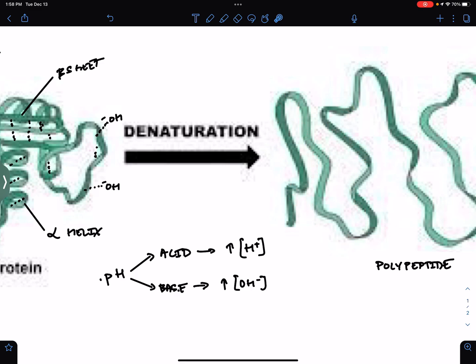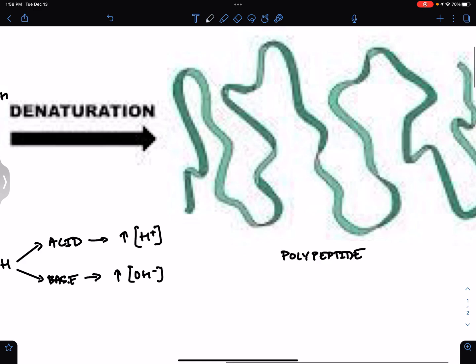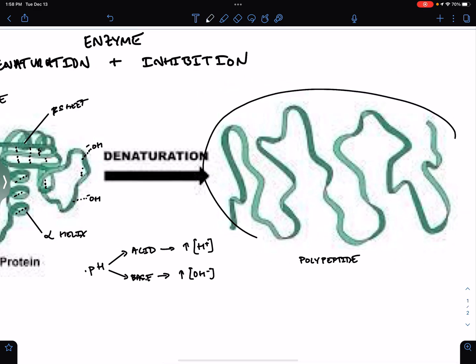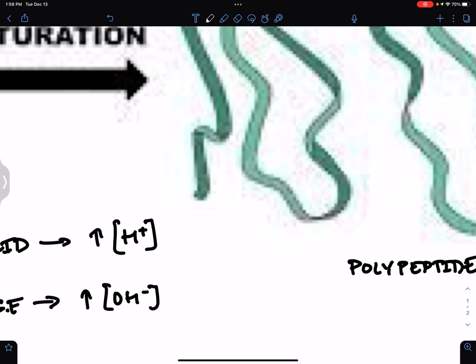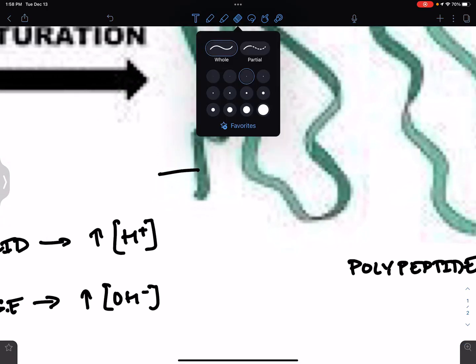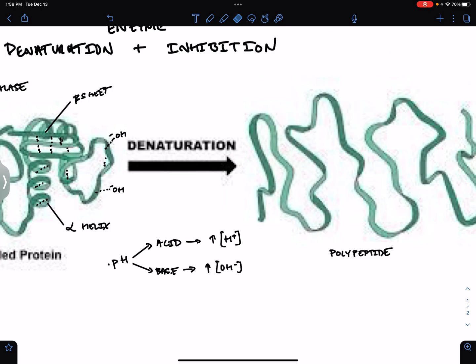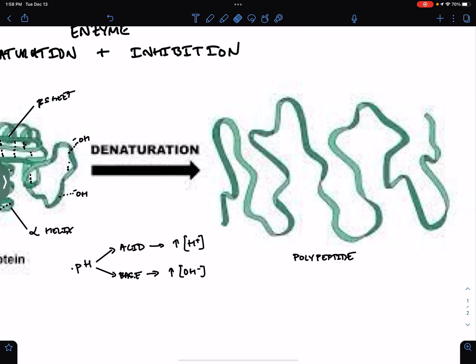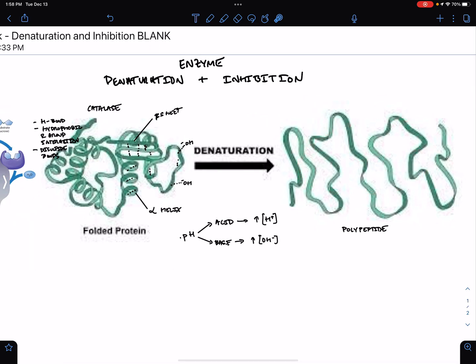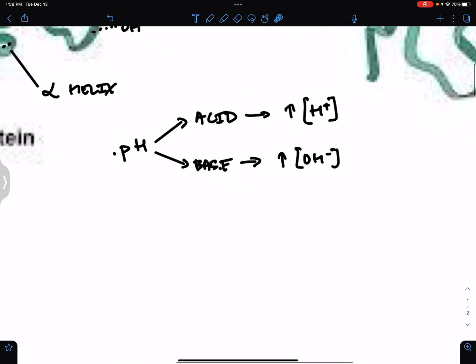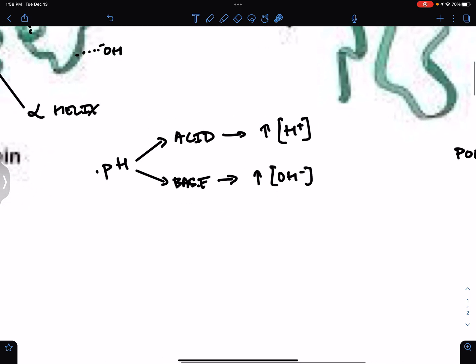The same number of hydrogen bonds exist, except now those bonds are not intramolecular. Now they are intermolecular. They're bonding with ions in the solution rather than within the molecule itself, or the compound, the organic molecule. Okay, so changing the pH will denature the protein.